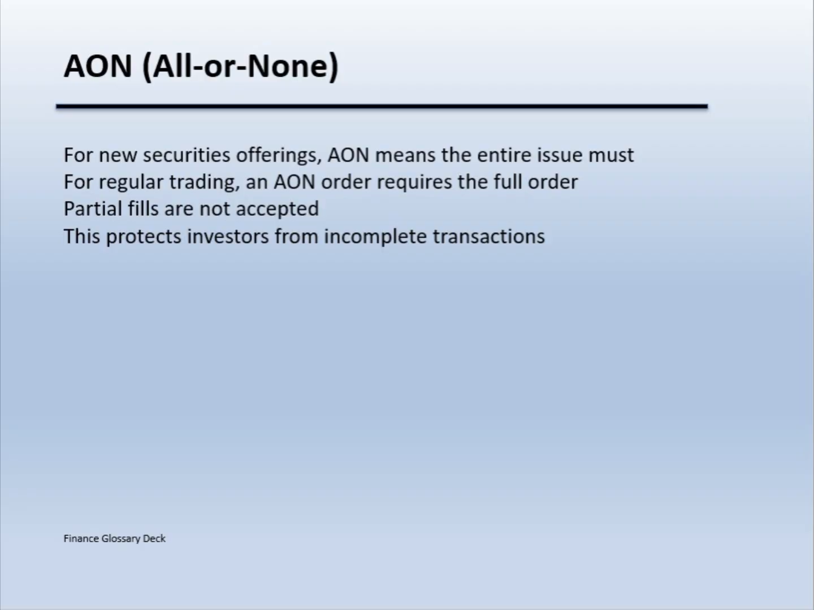For new securities offerings, AON means the entire issue must be sold or the deal is canceled. For regular trading, an AON order requires the full order to be executed at once. Partial fills are not accepted. This protects investors from incomplete transactions.